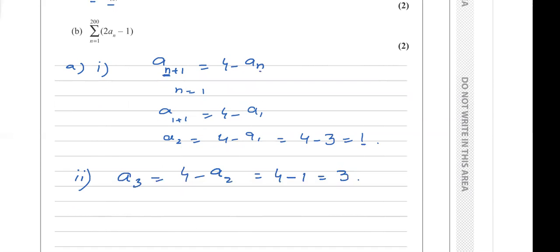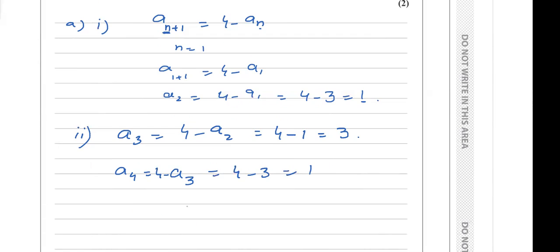In the same way, let's find one more term so we'll be able to decide the pattern. Find a4. I have to put n equal to 3, so it becomes 4 minus a3. What is a3? It is 3, so we get 1. In the same way, one more, I think it will be more appropriate. Find a5, by putting n equal to 4. So I get 4 minus a4. What is a4? a4 is 1, so a5 is 3. So you can see there is a pattern.